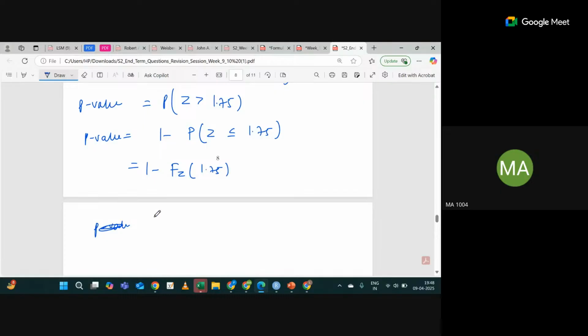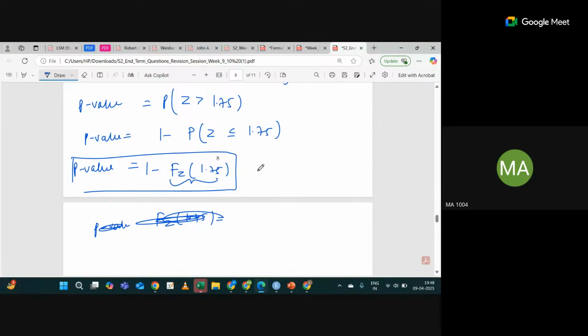So can I write FZ of 1.75 equal to... Oh no, sorry, it's fine, right? So the P value, actually this value will be given to you, and you will subtract it from 1, and you will get the answer. Okay.